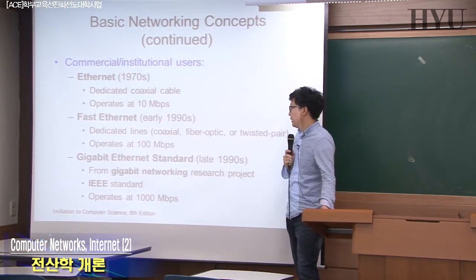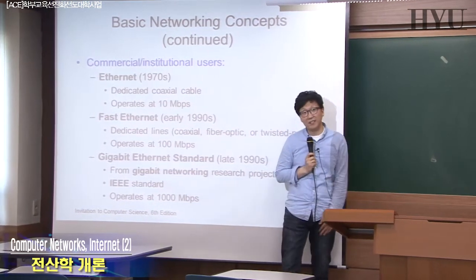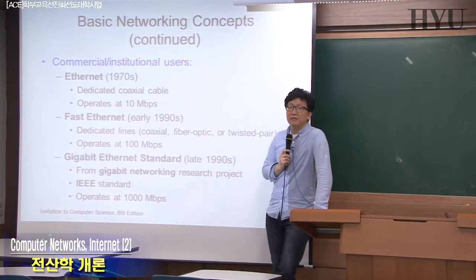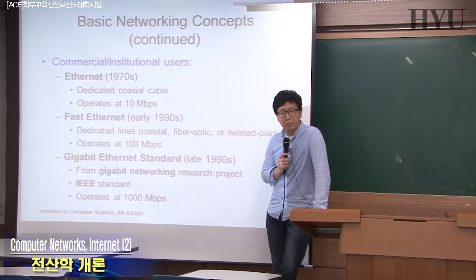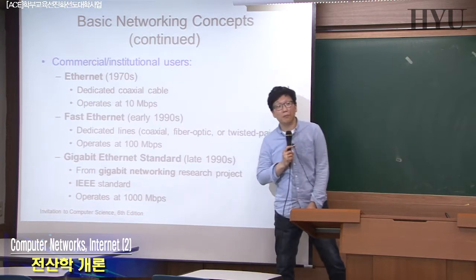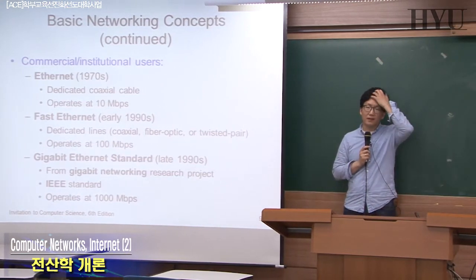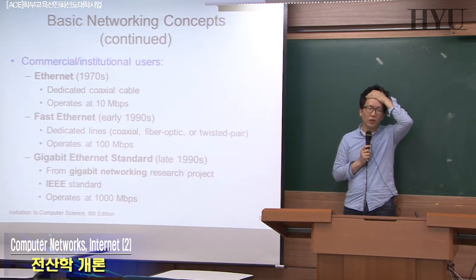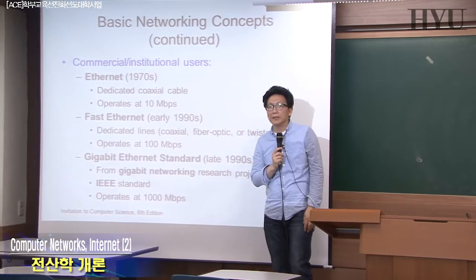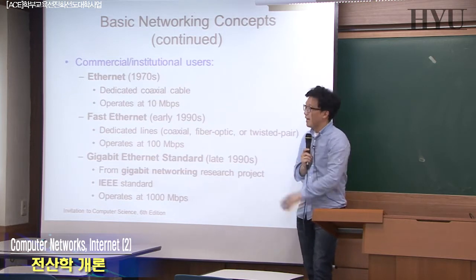late 1990s. From the Gigabit Networking Research Project, operating at 1 gigabit per second. Nowadays it actually goes up to 10 gigabits per second, 40 gigabits per second. And in some instances in a really, really big backbone, a company's backbone, sometimes they start using 100 gigabits per second for testing purposes. In our school, I think these buildings are connected over a 1 gigabit per second link, but some other universities have 10 gigabits per second. So between the buildings, they have these lines.